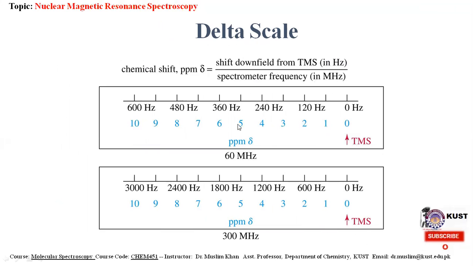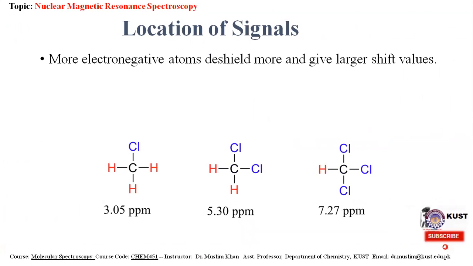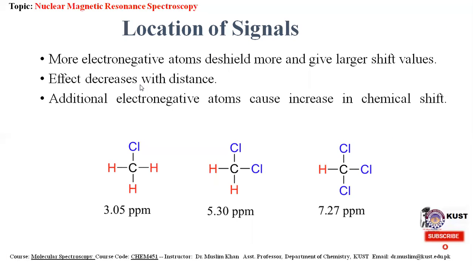So this is 220, 240 hertz for this machine. So this is basically the ratio of the shift downfield from TMS divided by the spectrometer frequency in megahertz. As for the location of the signal, more electronegative atoms deshield more and give a larger shift value. This is a very perfect example. The effect decreases with distance. An additional electronegative atom causes an increase in the chemical shift.